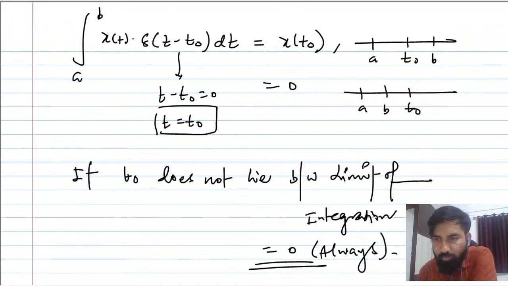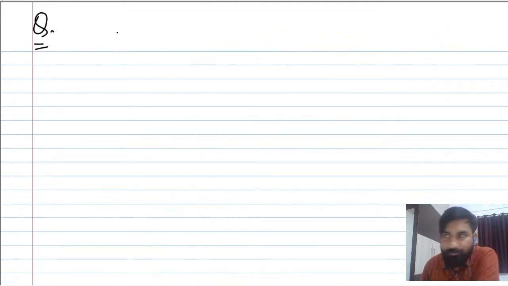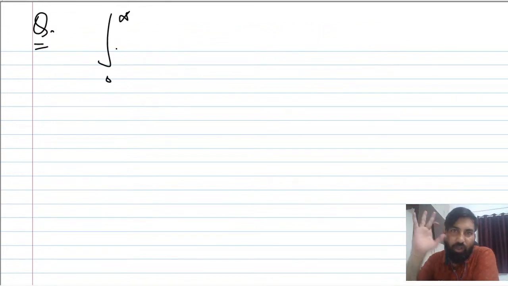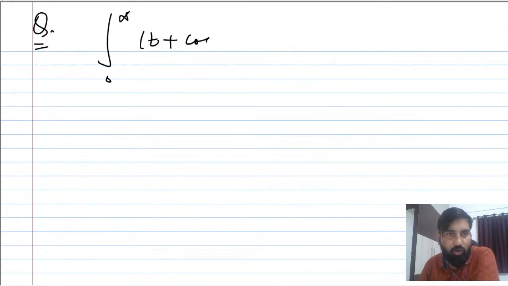So I have given you the proof. Let me take some questions now. Suppose we have got the question here, 0 to infinity. In fact, I will share some question list from Oppenheim as well in the group, so you guys can try. This is one kind of question you can expect in the examination. 0 to infinity, t plus cos pi t delta t minus 1 dt.